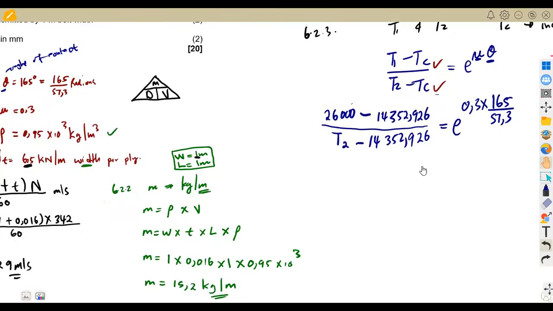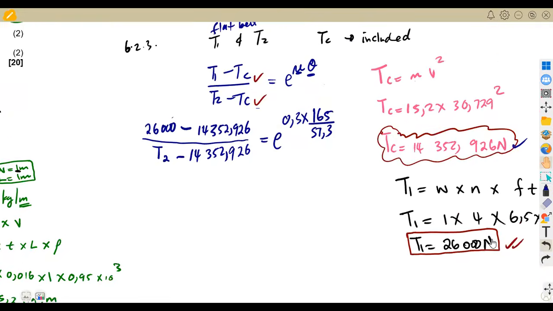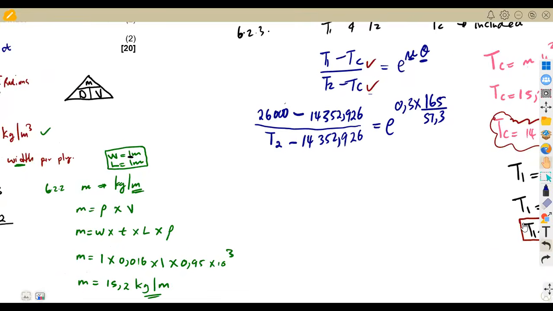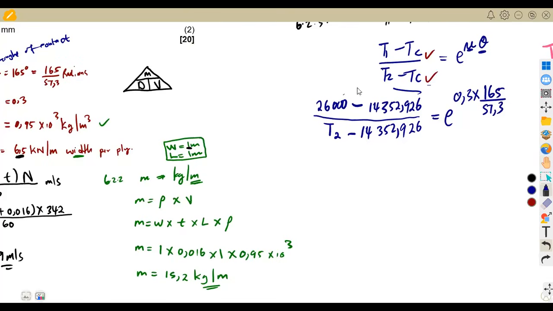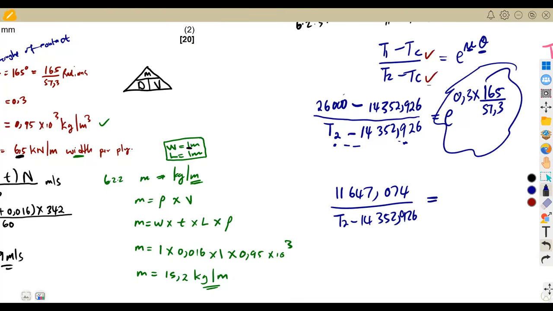We can calculate T2 from there. Remember, we have the value of T1 here, so we are no longer worried about this side. Let us focus on this part to calculate T2. Here, just combine your numerator, guys. These two can be combined together. We can subtract, and we obtain 11,647,074. Over here, we can't combine because here we do not have T. So it's just going to remain as it is, 14,352,926.